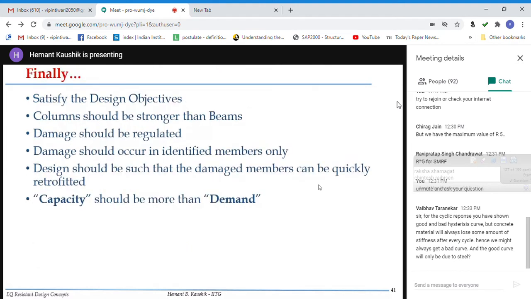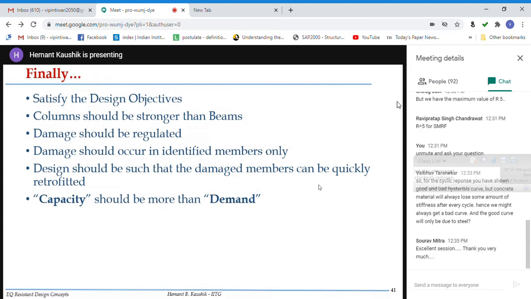Finally, we have to satisfy the design objectives of the seismic design philosophy. The column should always be stronger than the beams. Damage should be regulated, and now you know how you can regulate the damage, right? It is possible. There is a very interesting philosophy called the capacity design concept. That will be covered by my colleague Professor Kaustubh Das Gupta, I think tomorrow. That is actually very essential if you want to regulate the damage.